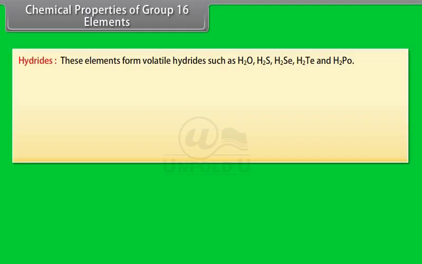Oxygen is the most reactive of these elements. Some important trends in the chemical reactivity of the compounds of these elements are following. Hydrides. These elements form volatile hydrides such as H2O, H2S, H2Se, H2Te and H2Po.